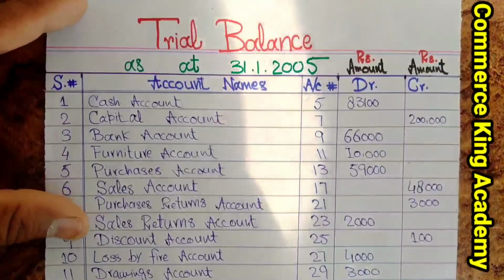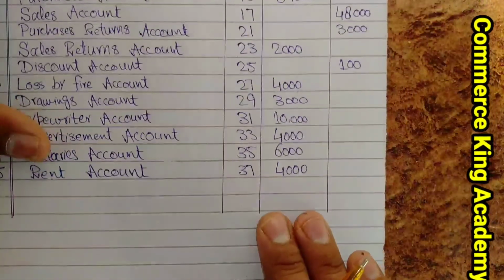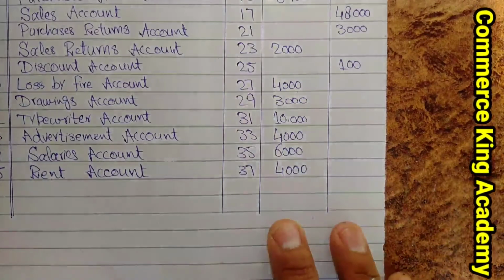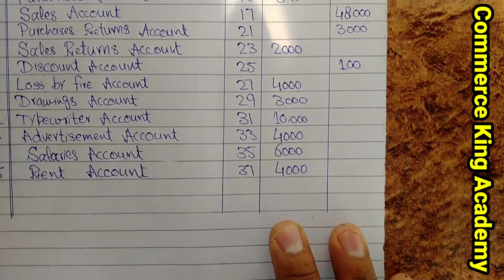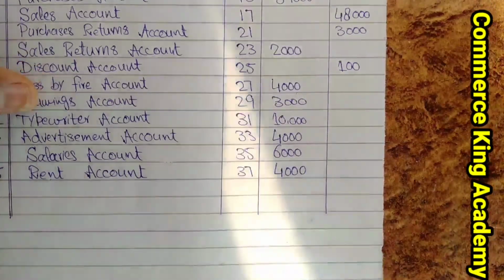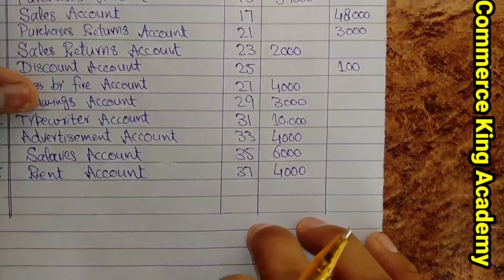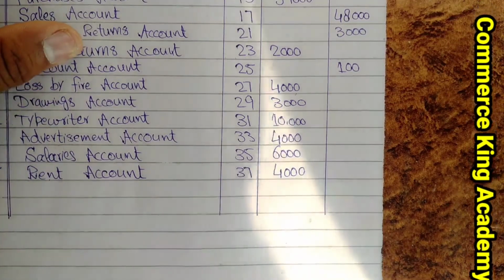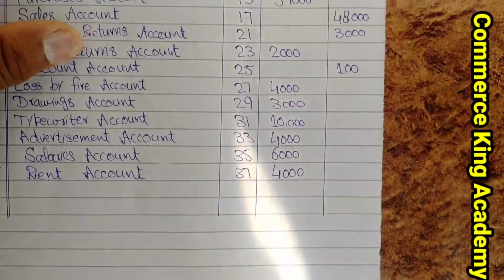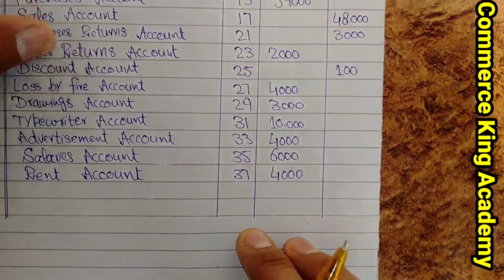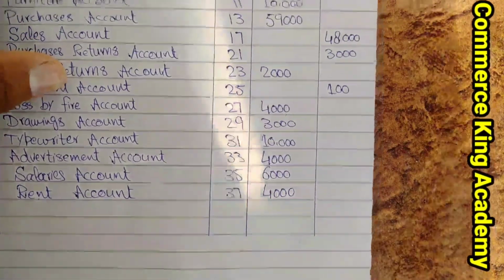For proof, our debit total will be equal to credit total. If both sides are equal, then all the entries of the transactions are correct. If both sides of the trial balance are not equal, somewhere mistakes exist in our working. So let's check the equality of both sides by calculating both columns.